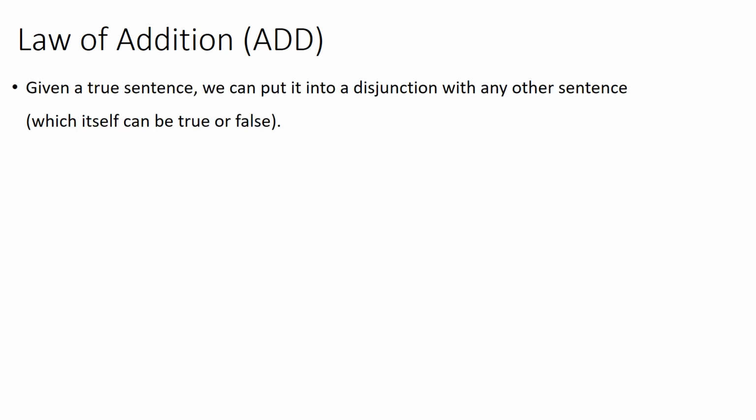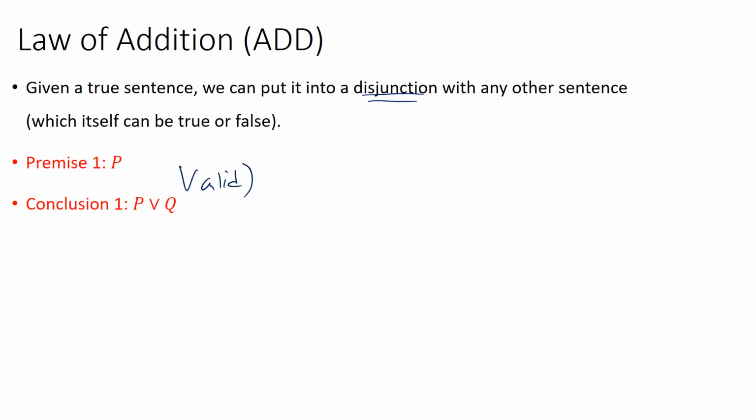With the help of the Suppes and Hill textbook, let's put a little meat on the law of addition. Recall that, given a true sentence, we can put it into a disjunction with any other sentence, which itself can be true or false. If we're given the premise P, we can conclude that P or Q is the case. That's a good argument. It is valid.